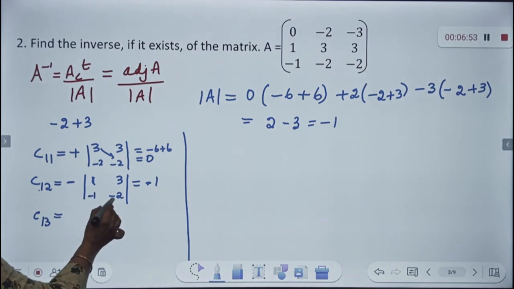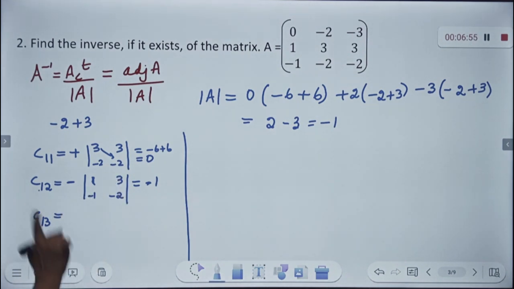So this is minus 2 plus 3. 3 minus 2 is 1. I am attaching a negative sign, so I get minus 1. Next, C13. It is plus.